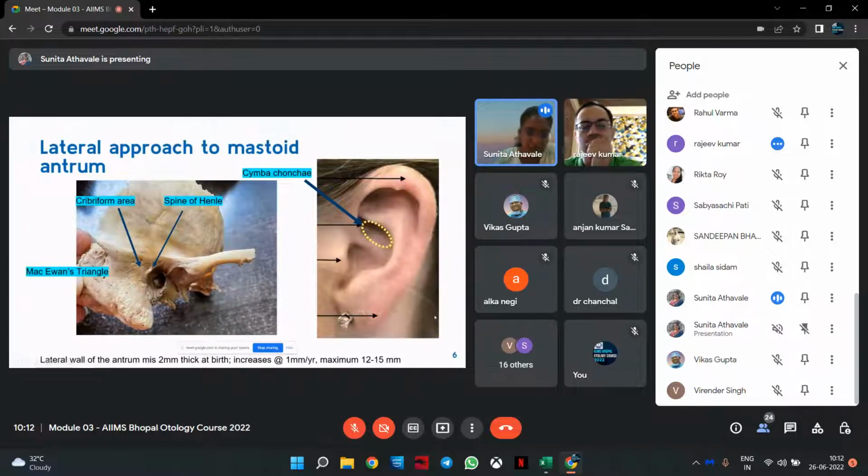It is important how deep we have to approach the mastoid antrum, because the lateral wall of the mastoid antrum is quite thin. At birth, it is just about 2 millimeters in thickness, and the thickness keeps on increasing at the rate of 1 millimeter per year of age till it reaches its maximum thickness of 12 to 15 millimeters. So that's an approximation of how deep we have to enter to reach the mastoid antrum through the lateral approach.